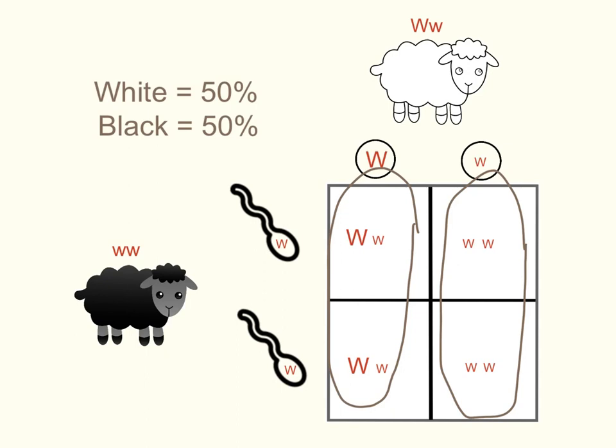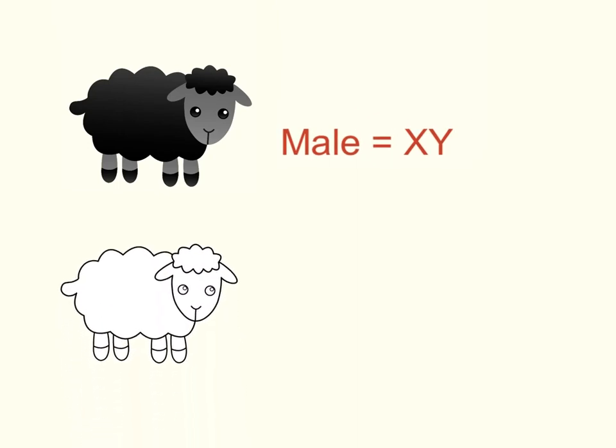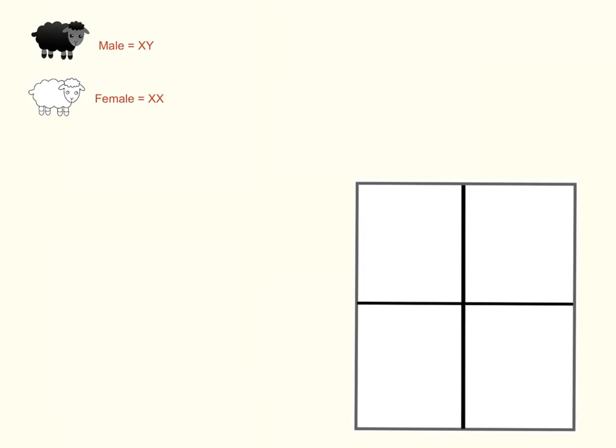Now, let's look at sex determination, and specifically which sex chromosomes the male and female sheep could give to their offspring. Male sheep are going to have two sex chromosomes, both an X and a Y, that they can give. Whereas our female sheep, which we have chosen to be white, has two sex chromosomes as well, but they're both X and X. Once again, we'll make a Punnett square to determine what genders their offspring could be.